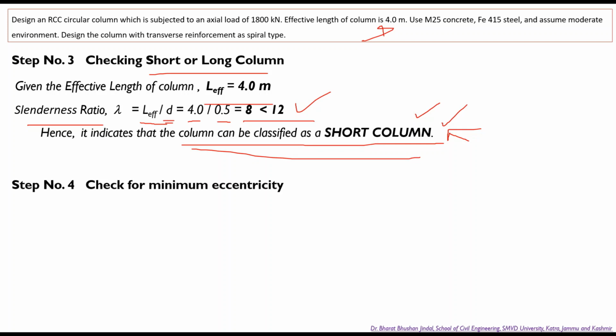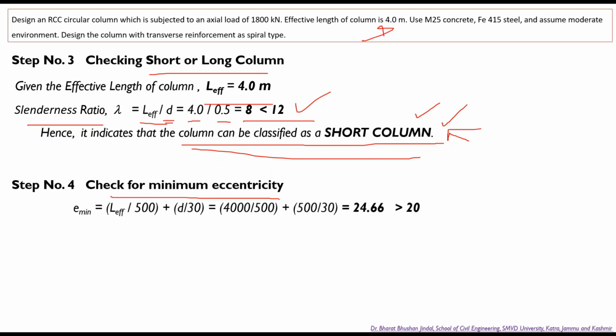Now step number 4, here we have to apply the check for the minimum eccentricity, because you know that any column we need to design with a minimum eccentricity of 20 millimeter. Now E minimum, that means the minimum eccentricity, can be worked out by this formula, which again we have taken from IS 456. So based on the calculation we are able to get 24.66, which is greater than the minimum eccentricity as recommended by the code. So it's okay at this step.